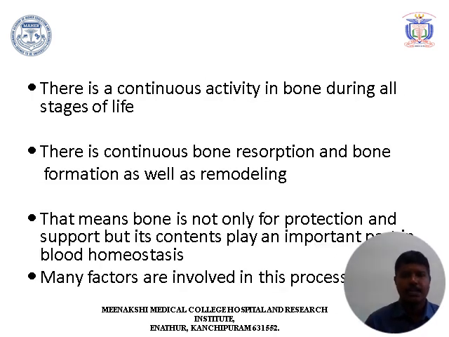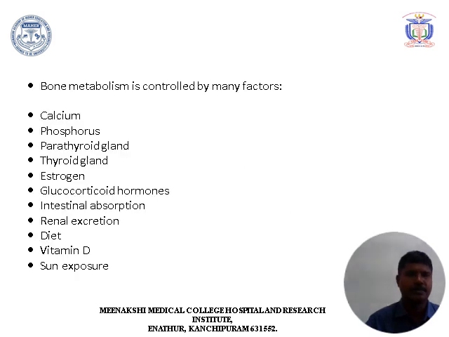There is always continuous activity in bone during all stages of life. There is continuous bone resorption and bone formation as well as remodeling of the bone going on throughout our life. So that means bone is not only for protection and support, but its contents also play an important role in blood homeostasis. Many factors are involved in this bone metabolism that we will see in the subsequent slides. Bone metabolism is controlled by many factors like calcium, phosphorus, parathyroid gland, glucocorticoid hormones, intestinal absorption, renal excretion, diet, vitamin D, and sun exposure.